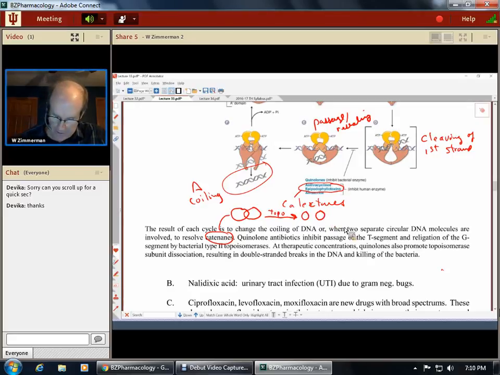Additionally, at therapeutic concentrations, quinolones also promote topoisomerase subunit dissociation. So you wind up with these double breaks. You get the breaks, but you don't get any resealing. So it's all about playing with the bacterial DNA.